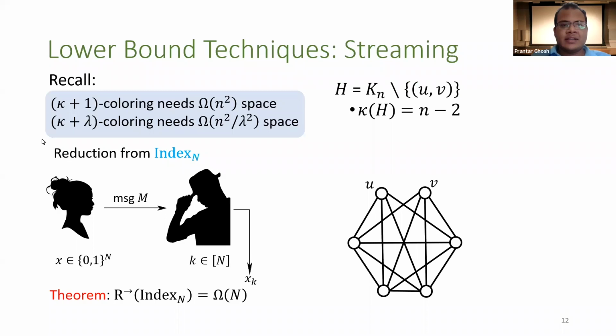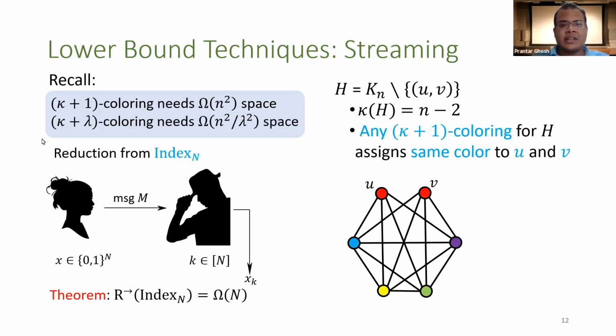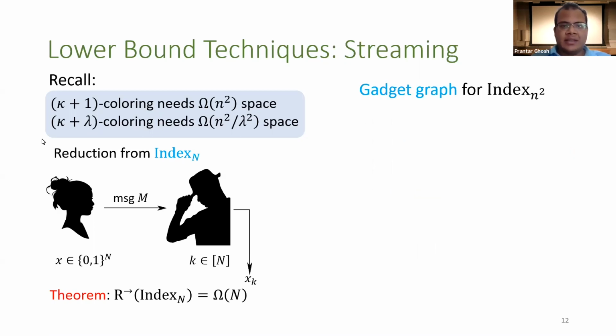Here is the reduction idea. If we have a graph H that is a clique of size n with one single edge UV removed, then its degeneracy is n minus 2. Therefore, a kappa plus 1 coloring algorithm has no choice but to assign the same color to these two vertices U and V. With this idea in mind, here's the gadget graph for Index_n squared.